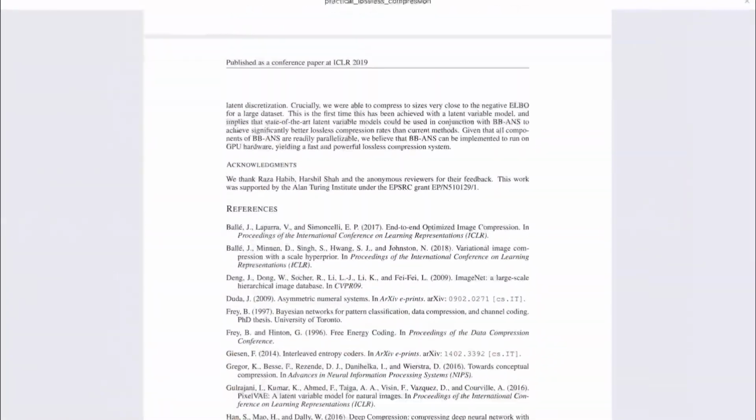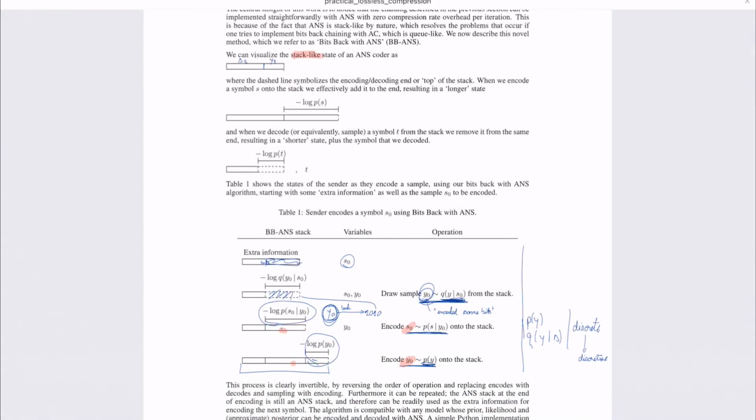I hope you enjoyed. I was fascinated by this bits-back coding. I think it's honestly a novel idea. I saw that Hinton worked with those things in the 90s, but to me it was a novel idea. I'm going to link the paper and also an article which explains these ideas in more detail.